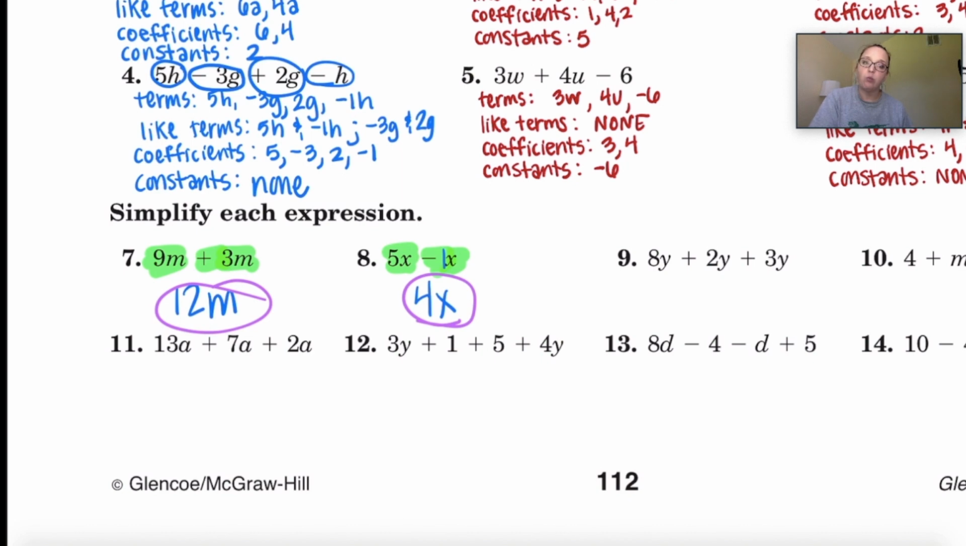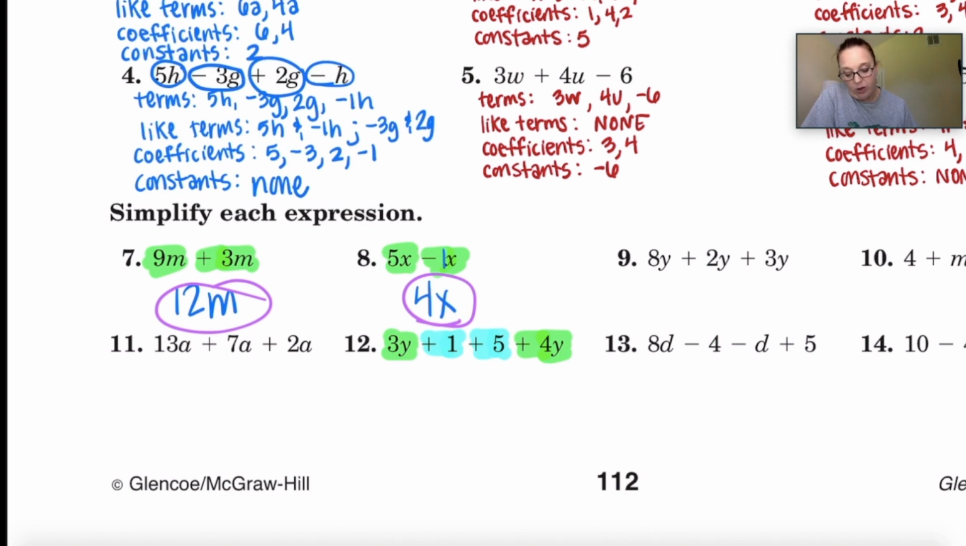Let's skip to number 12, and then you can try some on your own. So for number 12, I have 3y plus 1 plus 5 plus 4y. So I'm going to start off by looking at my like terms. So 3y and that 4y, remember the plus goes with the 4y. Those are both like terms, so I've highlighted them in the same color, in this case green. I'm going to change my highlighter color to a different one, because this 1 and this 5, they're both constants, but they would be considered like terms. The plus sign goes with the 1, and that plus sign goes with the 5.